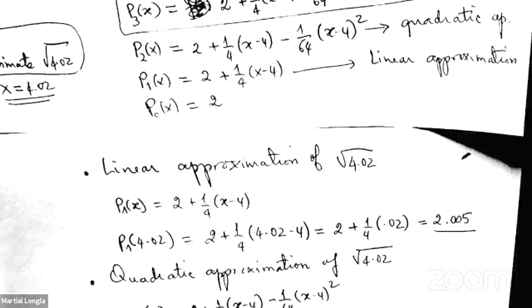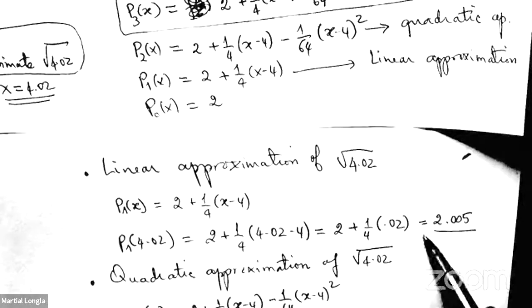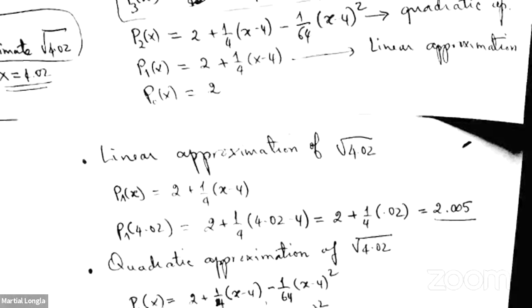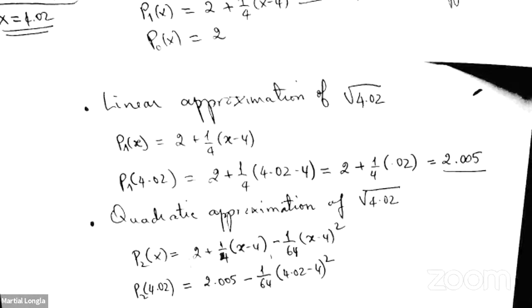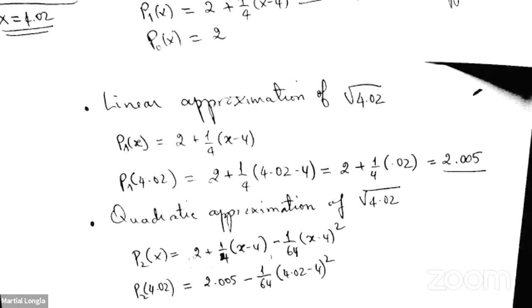So P2 of 4.02. If you remember what I told you earlier, this part is exactly what P1 is. So I can just report that number there, 2.005 minus 1/64, 4.02 minus 4 squared. Because that beginning is exactly what we just computed as P1. P2 is P1 plus the next term.